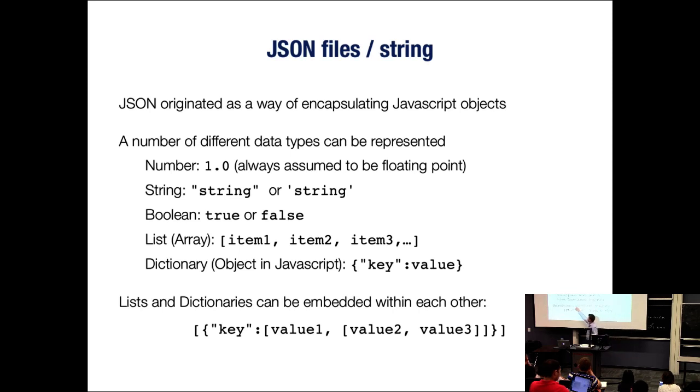Lists, which are enclosed in square brackets and have a number of items there. For those that know JavaScript, those are actually arrays in JavaScript, not lists. And dictionaries. Dictionary, again, is the Python name. Just object is the JavaScript name. And these are key value pairs. So you have some key that is a string and some value that can be anything.